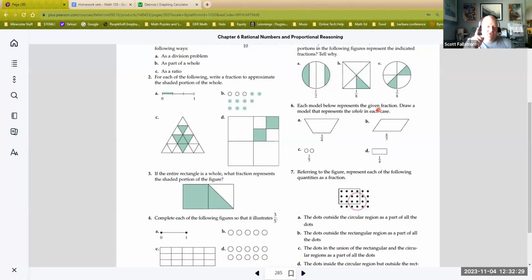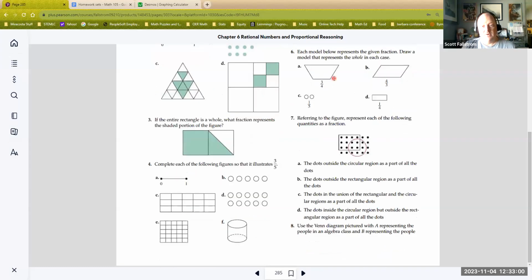Number 6 is the question I think sometimes students struggle with, is thinking this is the whole, but I want you to think differently. I want this to be the fraction, and I need you to create a shape that would represent the whole object. Okay, so this is the 3/4. It's 3/4 of the whole. You need to tell me what is the whole or unit object. What does 1 look like if this is 3/4?